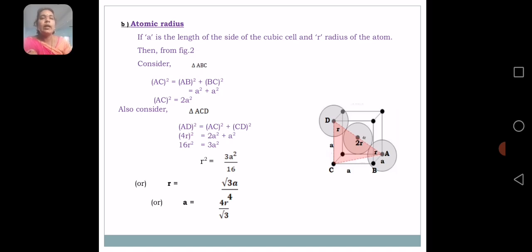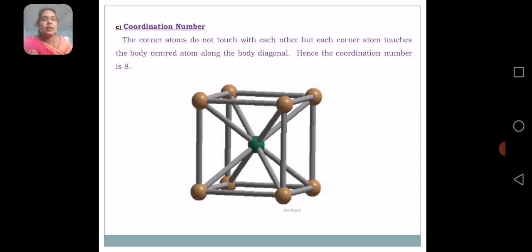Next, we calculate the coordination number of the BCC structure. Note the diagram. Here the center atom is in green color. All the corner atoms are at the same distance from the center atom. That is, the corner atoms do not touch each other, but all the corner atoms touch the body centered atom along the body diagonal. So how many corner atoms are there in the body centered cubic structure? Yes, you are correct, 8 corner atoms are there. So totally the coordination number of the BCC structure is 8.